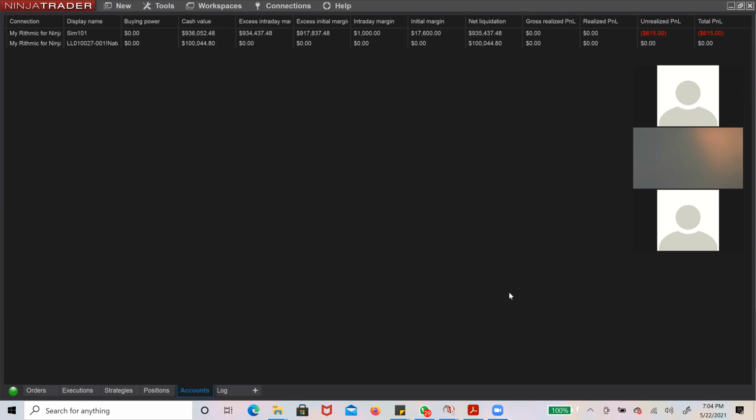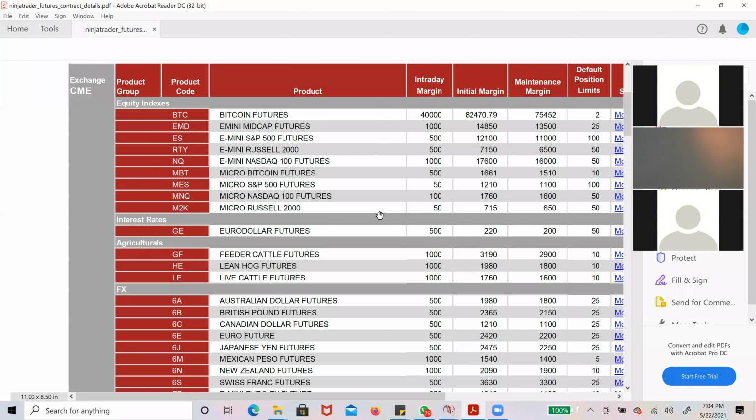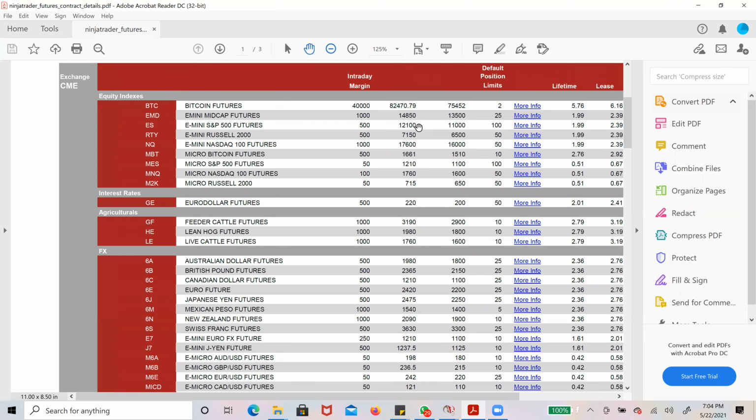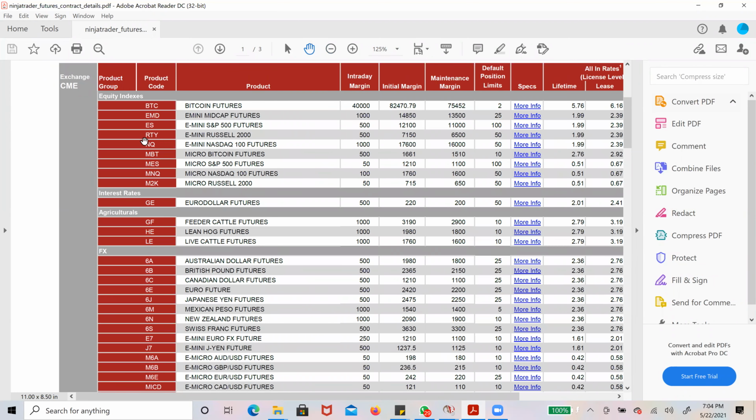When I say fees, what do I mean? Simple as that: each contract or each position you take, where you buy and you sell, is going to cost you money, no matter what. I believe I sent this PDF to the group before, but if not, I will resend it, just to show you how much it usually costs to trade a future. Let's say I want to trade the NQ, which is Nasdaq 100 futures. It's going to cost you 1,000 initial margin, like intraday margin.